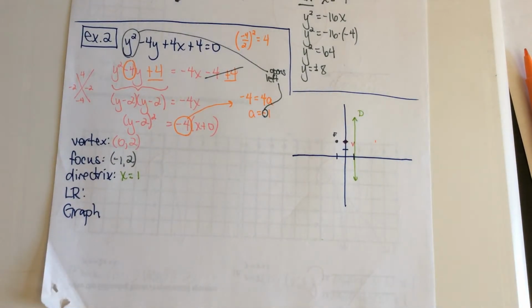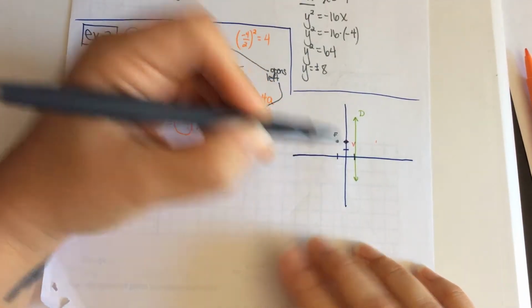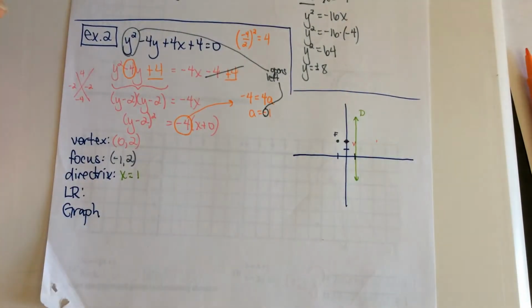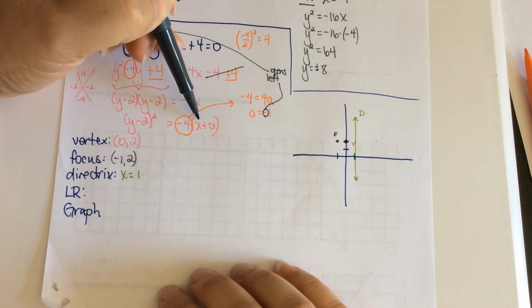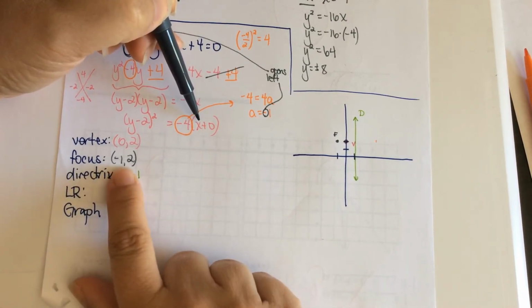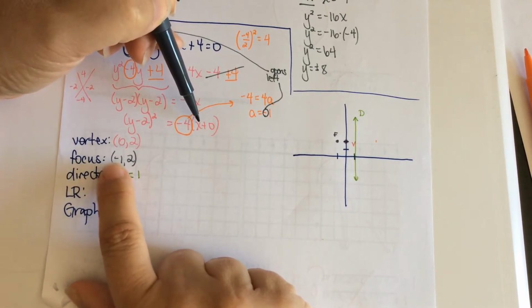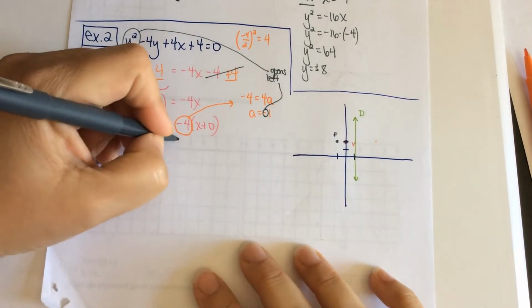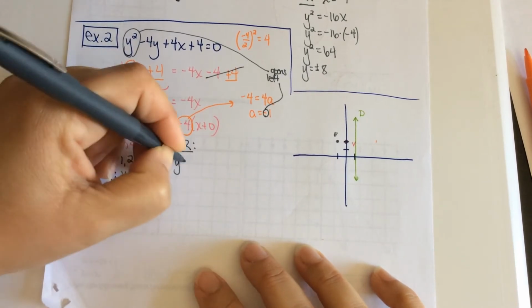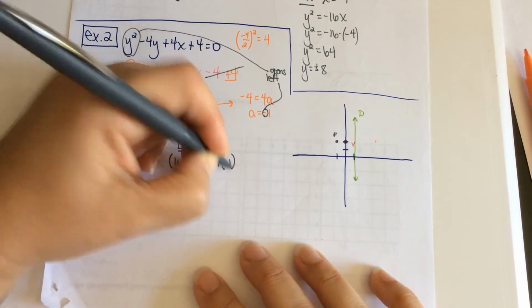And then again, to find the LR, I'm going to use the x-coordinate of the focus. Now, if it opened up or down, the y values would be the same, so I would plug in for the y. A little trick, you're always plugging in for the term that's not squared. The focus, either x or y, you're plugging into the one that is not squared. So I'm going to plug the x of the focus into either of these equations here. So for the LR, I'm going to go y minus 2 squared equals -4 times the x of the focus.